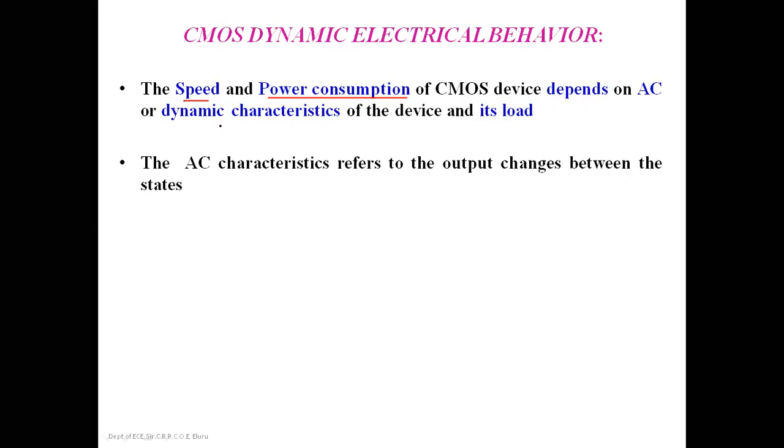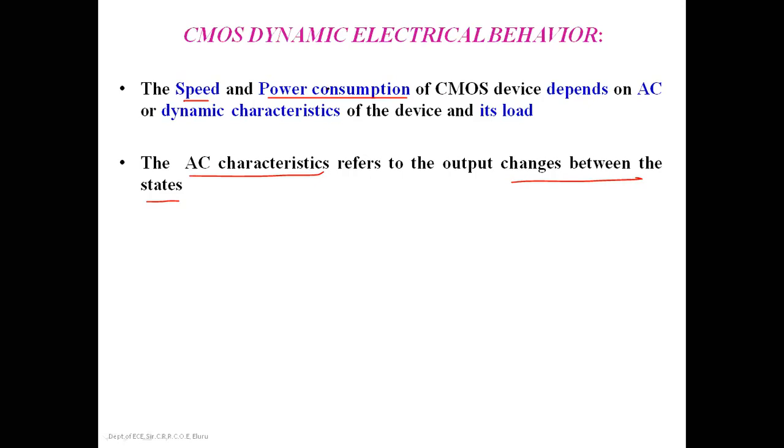Here the dynamic characteristics are also called the AC characteristics, as it refers to the output changes between the states. So what are the dynamic characteristics of the CMOS devices? The dynamic characteristics are speed and power consumption. These two are the dynamic characteristics of the CMOS.